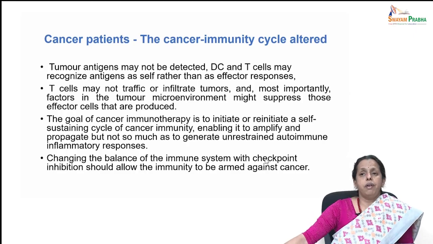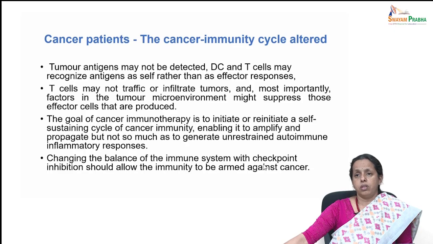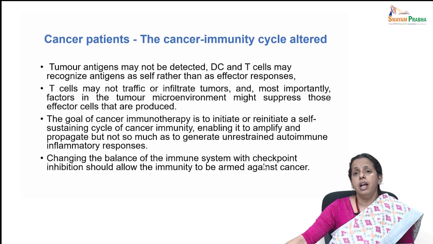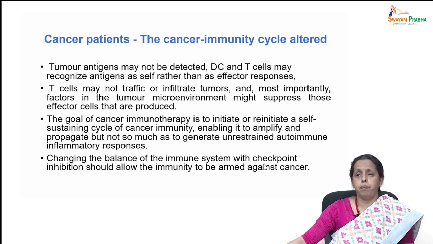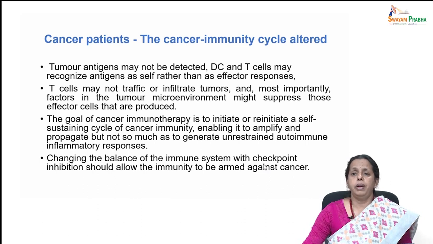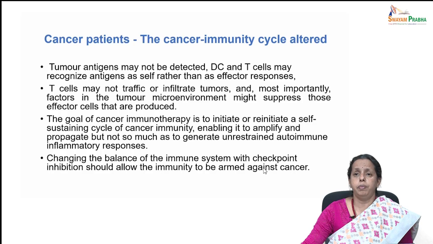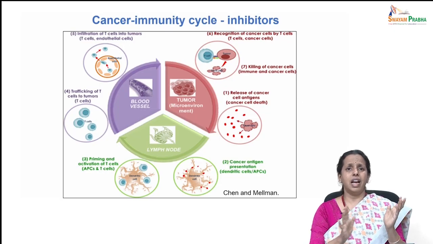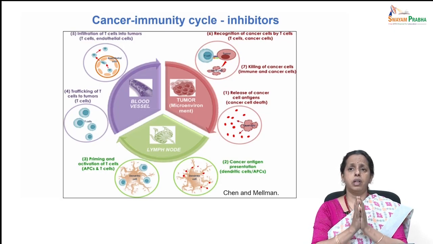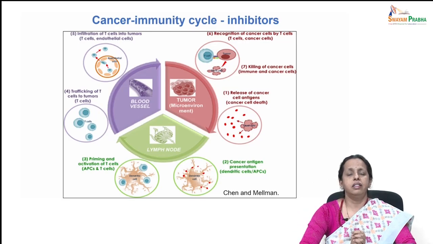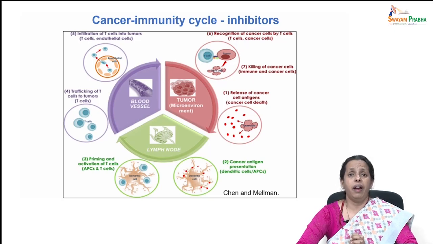There has been a significant increase in survival for patients with metastatic melanoma, as I have mentioned, where some of the conventional therapies have failed. So drugs such as PD-1 inhibitors, that is programmed cell death 1 antibodies. As I have told you, we saw the cancer immunity cycle. How about these particular inhibitors? Coming after we have seen what exactly the cancer immunity cycle is, now we know about having inhibitors.